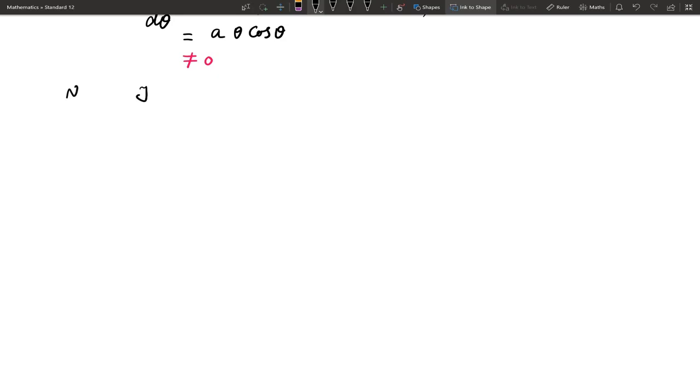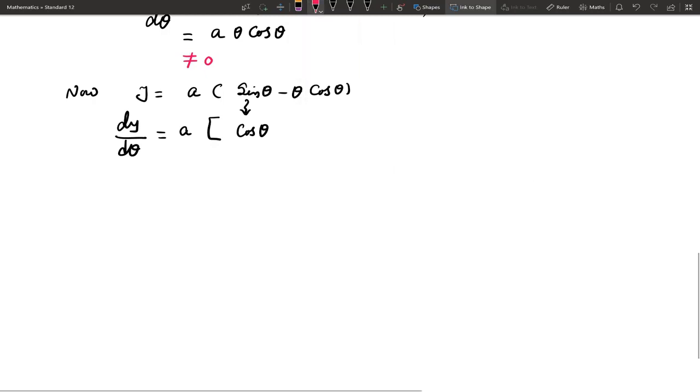Y equal to a into bracket sin theta minus theta cos theta. So dy by d theta: a is constant, derivative of sin theta with respect to theta. Again here use product rule, u into v form.